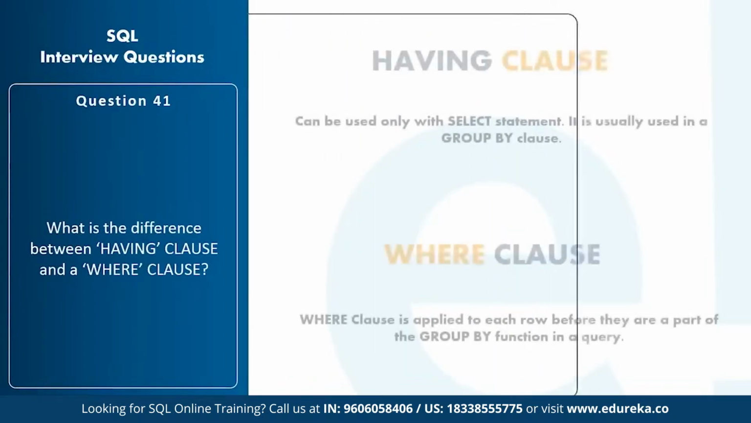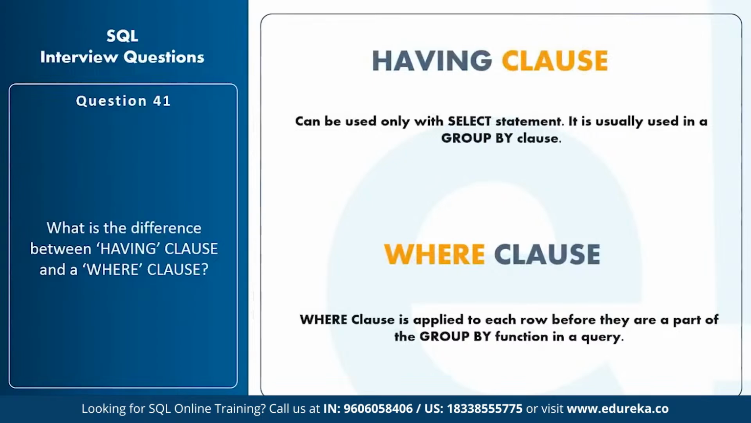Now the main difference between the having clause and the where clause is that the having clause can only be used with the select statement. It is usually used with the group by clause, and whenever group by is not used, having basically behaves like a where clause. Coming to the where clause, it is applied to each row before they become a part of the group by function in a query. So the having clause is used with the select statement, and it is usually used with the group by clause. When the having clause is not used with the group by clause, it behaves like a where clause. So guys, that was about the difference between the having clause and the where clause.